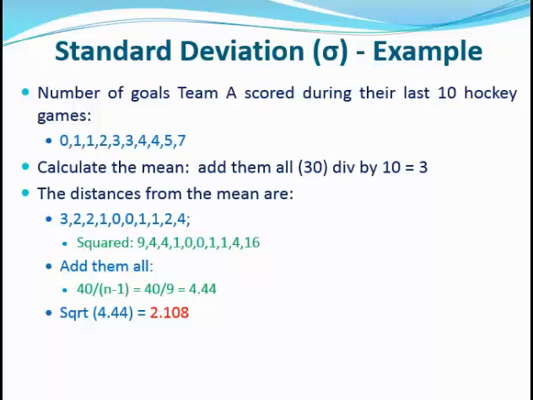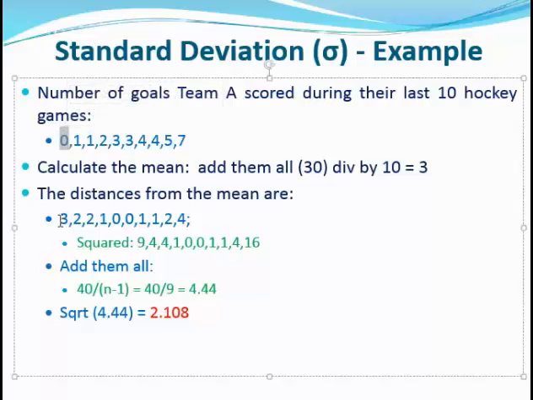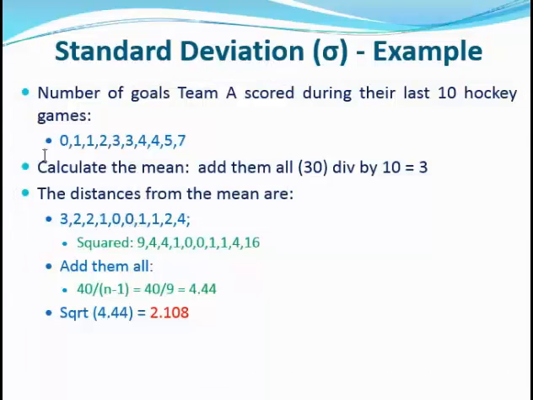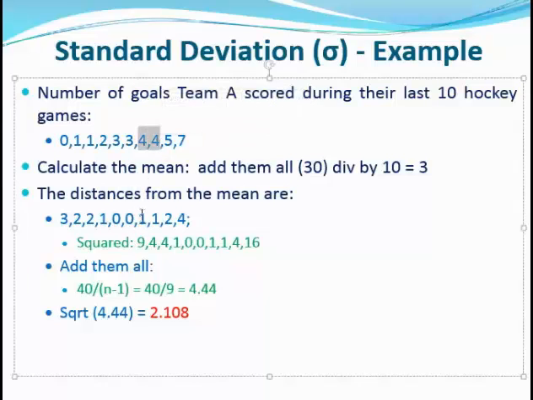The distances from the mean for each of these are, well, 0 is how many away from 3? 3. 1 is how many away from 3? 2. 1 again is 2 away. The 2 over here is 1 away from the mean. The two 3s are, of course, 0 away from the mean because they are the mean. And the 4s, of course, are 1 away from the mean. And 5 is 2 away from the mean.